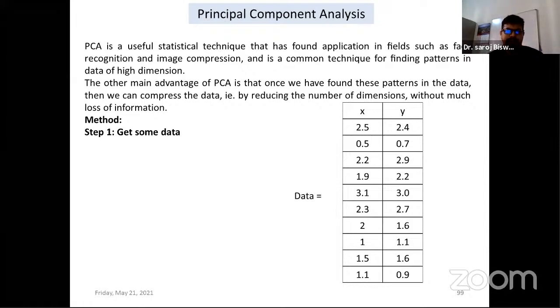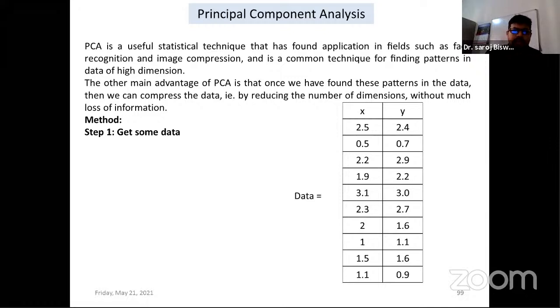So principal component analysis can find a pattern from the high dimensional data, so that the high dimensional data can be represented by only a few attributes or a few dimensions. Especially PCA is used for face recognition and image compression. The main objective, whenever we have high dimensional data, is to make it low dimensional without much loss of information, and that can be done using PCA.